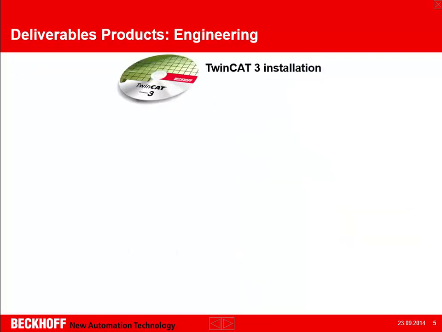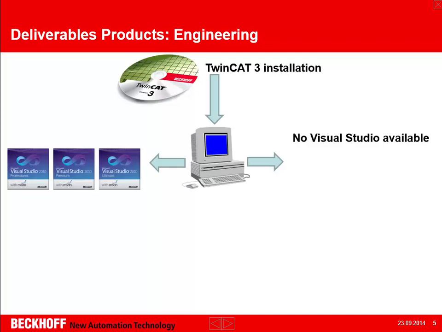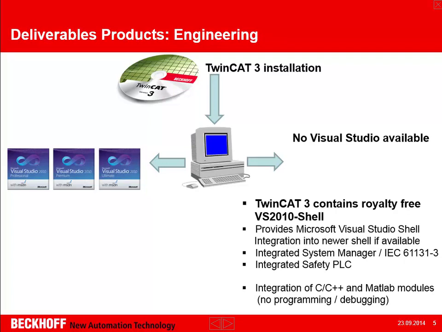How does it work? If you install TwinCAT 3 on a PC, the installation routine checks whether Visual Studio is available on that machine or not. In case nothing is available from Visual Studio, which is fine for the PLC programmers, then we provide a royalty-free Visual Studio 2010 shell and hook in all kinds of IEC 61131 programming environments. You can definitely also execute C++ and MATLAB modules here, but because there is no compiler and no debugging environment, you can only execute them, but not program and debug them.